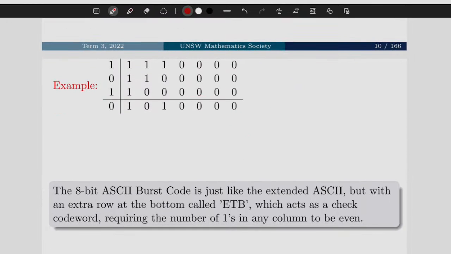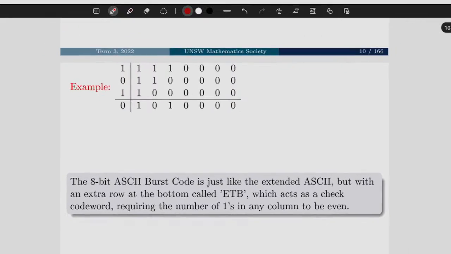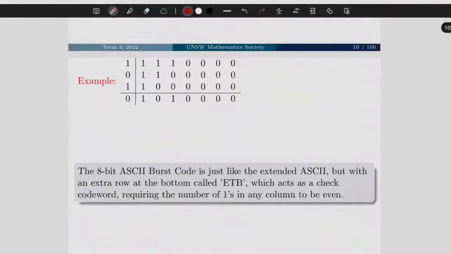And this bottom here, the 8-bit ASCII burst code, is just like, wait, what happened to the slides? Anyway, the 8-bit ASCII burst code is just like the extended ASCII, but with an extra row at the bottom, and that's referred to as the end of the transmission block, which basically acts as a little extra check, and it enables something else that I'll say in a second.